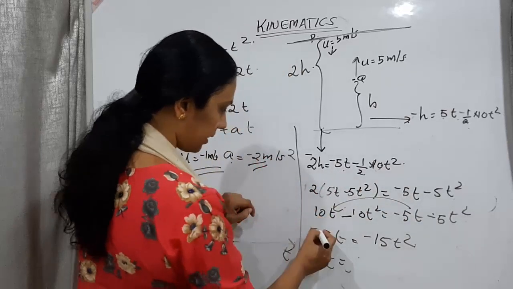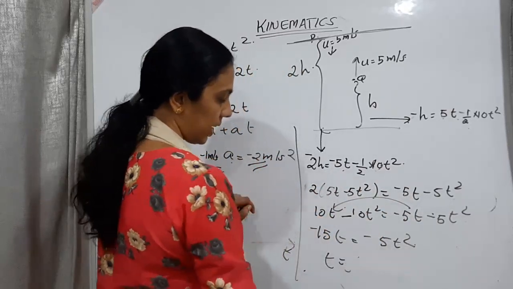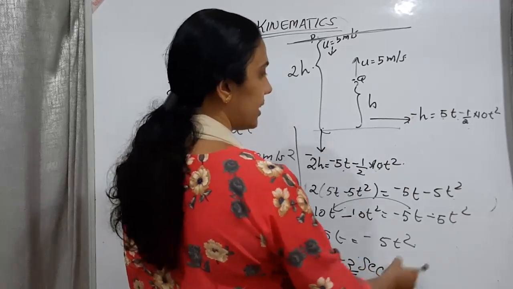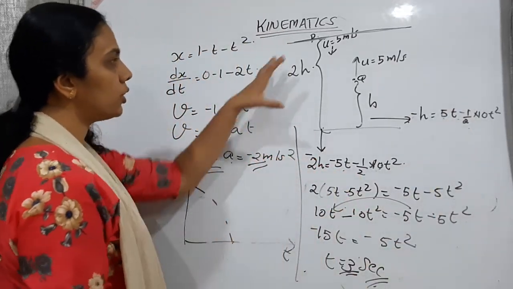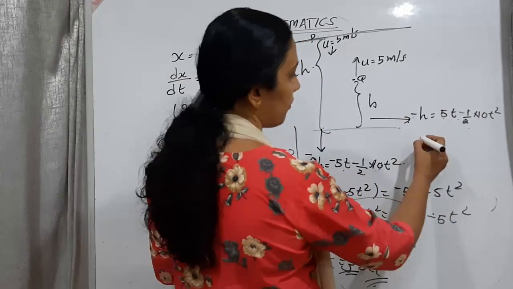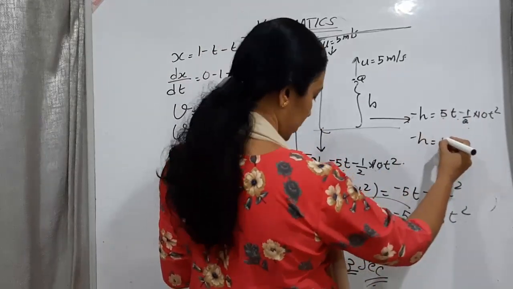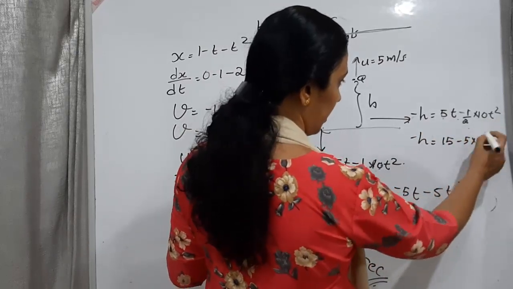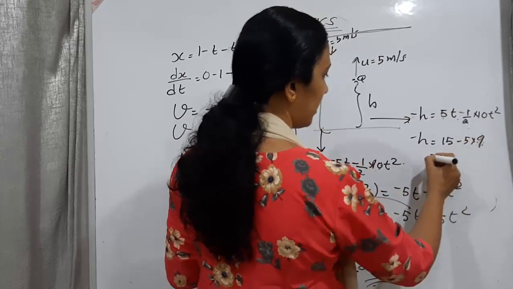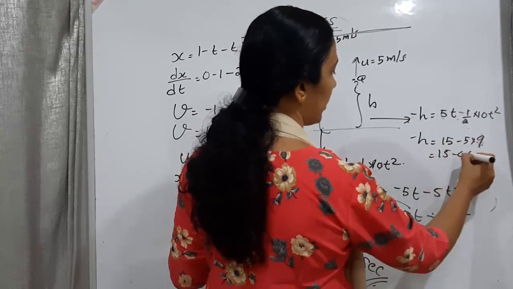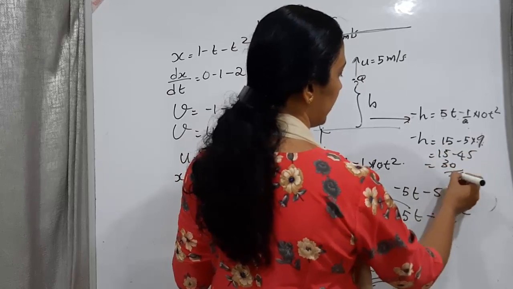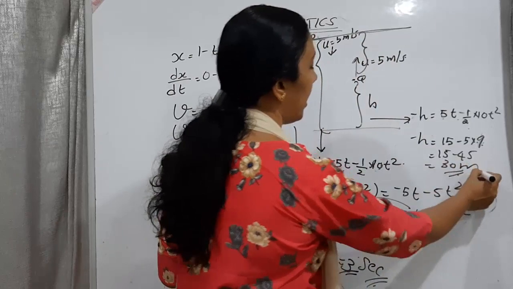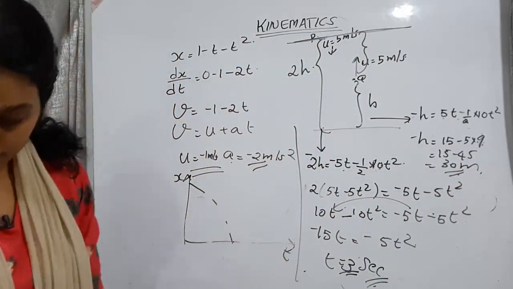Therefore, when we take this to the side, 15t square equals 5t square, and we get t as 3 seconds. Now that we have t, we can find the value of h. Therefore, h equals 15 minus 5 into 9, that is 15 minus 45, which gives 30. So here the height h is equal to 30 meters and t equals 3 seconds.